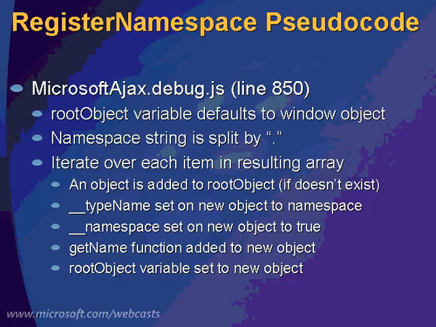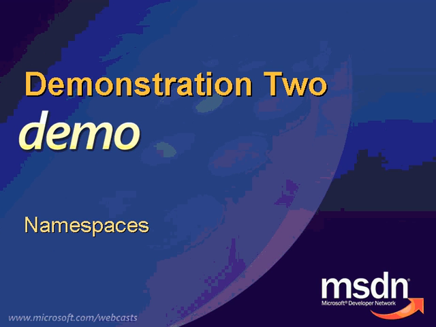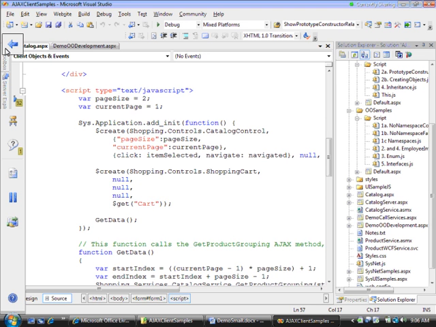So you can look at this code yourself. It's pretty simple. Essentially, all we do is iterate through each of the items that are split from that period and add them into that object array starting at window. So it's a pretty simple implementation, but also pretty powerful. So let's jump into our first demo on namespaces and show off the importance of namespaces.